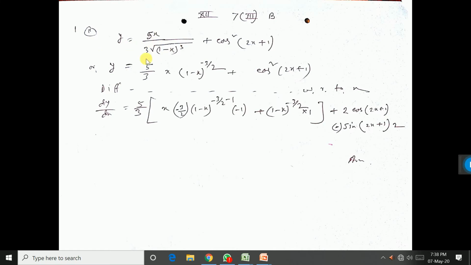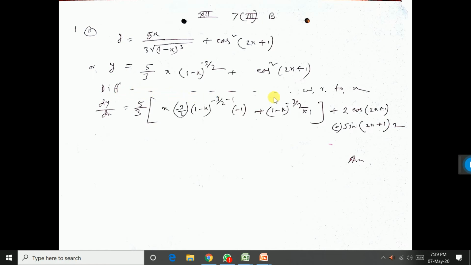This is 1 part 2, y equal to 5x by 3 root over of 1 minus x cube plus cos square 2x plus 1. This sum we can do directly, because you see here it is 5 by 3 x into this one you take in the numerator, it is 1 minus x to the power 3 by 2. After going in the numerator it will be minus 3 by 2, because 3 by 2 will go up and will be minus 3 by 2, and this one same.